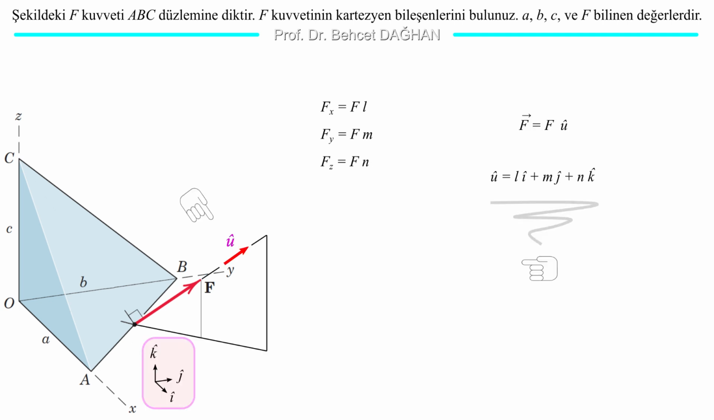To find the direction cosines, if we find the unit vector in the same direction as F, we will have found the direction cosines. Because the direction cosines are the components of the unit vector in the same direction as the vector F. Let's find u. We need to find u. The vector F is perpendicular to the ABC plane. Therefore, u is also perpendicular.